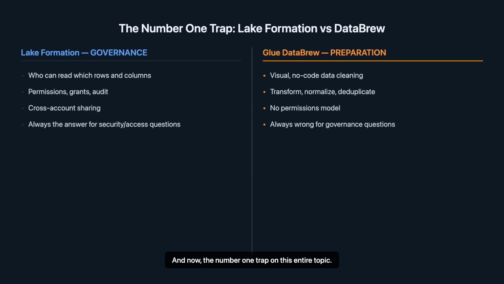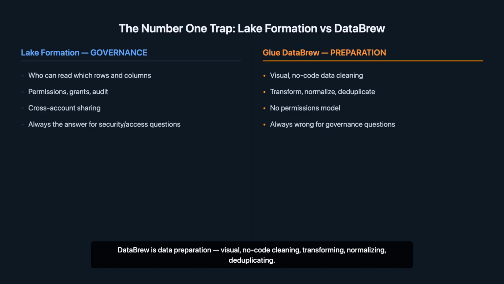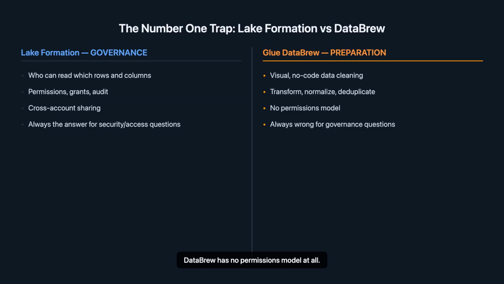And now, the number one trap on this entire topic. Lake Formation versus Glue DataBrew. DataBrew is a visual data preparation service in the Glue ecosystem, and the exam writers know it's an easy distractor to drop into governance questions. Lake Formation is governance. Who can read which rows and columns, permissions, grants, audit, cross-account sharing? DataBrew is data preparation: visual, no-code cleaning, transforming, normalizing, deduplicating. DataBrew has no permissions model at all. So whenever a governance question lists DataBrew as an option, cross it off immediately. It is always the wrong answer.